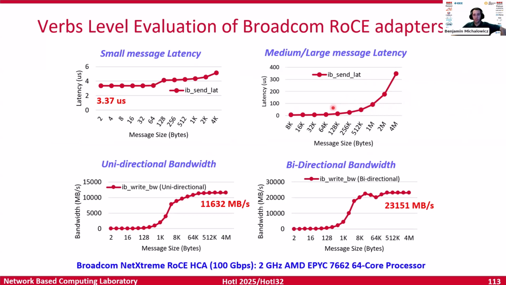These were some earlier and more recent verbs-level evaluations of Broadcom RoCE adapters. At the time of these getting taken, RoCE was not as developed as it is today. So at small switches, we see this 3.37 microseconds, whereas on IB we may see 1.5, 1.6. The numbers have gotten better since then, and we will provide updated numbers in our full day presentations and future ones. And then similarly for bandwidth, even with this in mind, we still hit line rate over here.